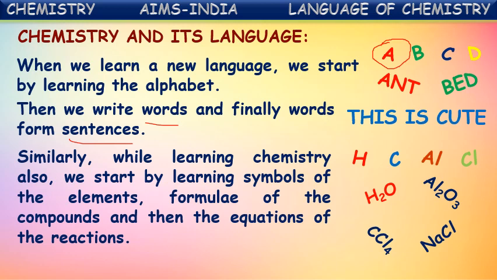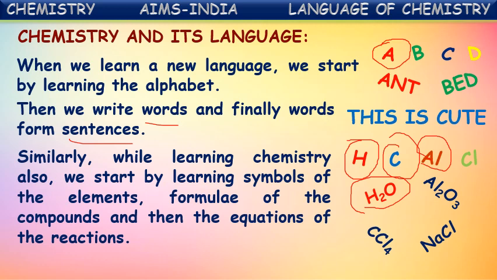Suppose we have hydrogen, spelled HYDROGEN. There is no need to write the complete spelling of hydrogen. Instead of hydrogen, we can use the symbol in chemistry, that is H. For carbon, C; aluminium, Al. When we talk about water, the chemical formula of the water molecule is H2O. So the learning of symbols and elements, and formulae of the compounds, and then equations, and then reactions. This is the order of chemistry.